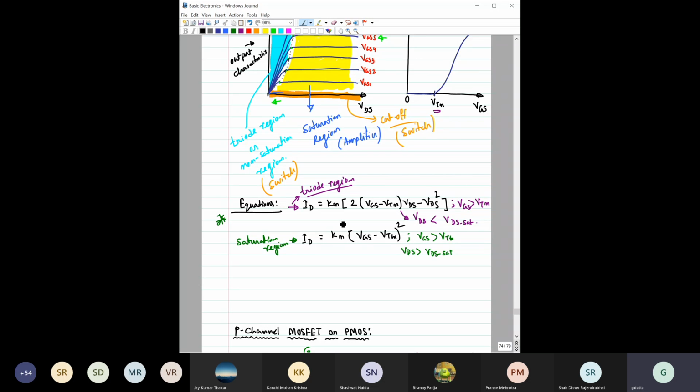And here two things. The first is what Kn is, which I think we have not discussed so far. This Kn is half W by L mu n Cox, right? So Cox, okay, let us discuss it one by one. First, what is Kn? Kn is the conduction parameter.